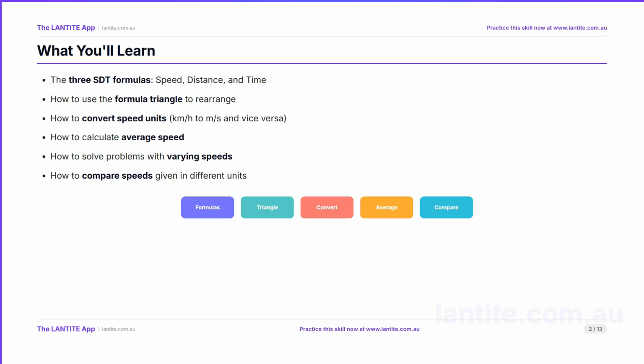Here is what we will cover. First, the three core formulas linking speed, distance, and time. Then the formula triangle, which is a visual tool to help you rearrange the formulas quickly. We will practice converting speed units, calculating average speed, and solving problems where speeds vary over different sections of a journey. Finally, we will compare speeds given in different units, which is a classic LANTITE question type.